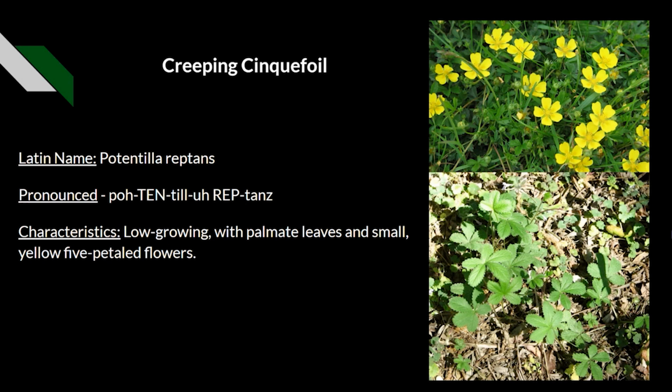Creeping cinquefoil, also known as Potentilla reptans. It's known for its low growing characteristics with palmate leaves and small yellow five-petal flowers. It's also quite easily distinguished. So you see on the bottom right picture there, I also recognize it as a small sort of strawberry plant, but obviously with the different leaves and the yellow flowers. That's how I differentiate it from buttercups.